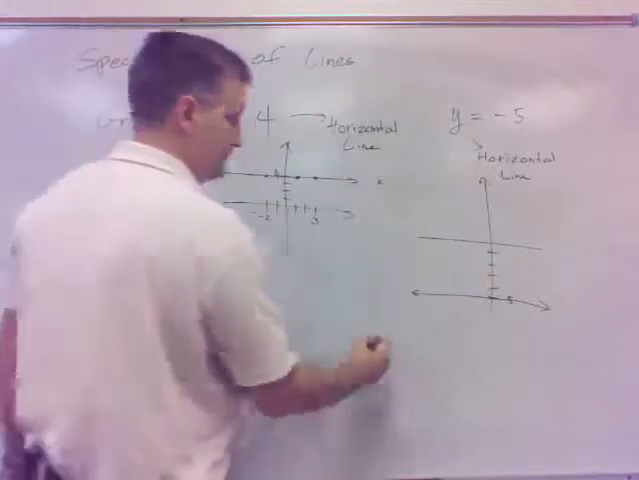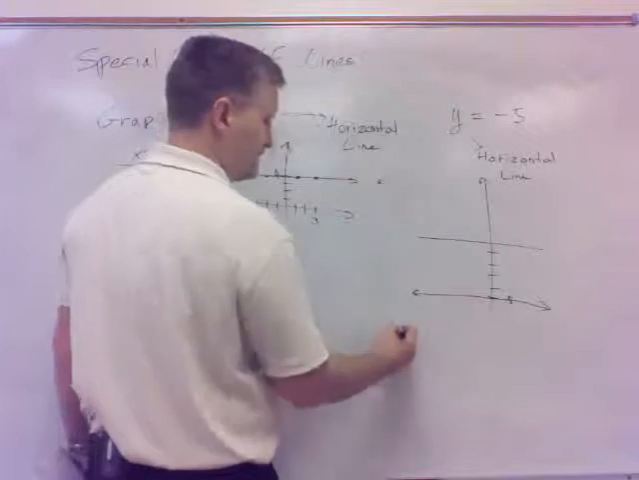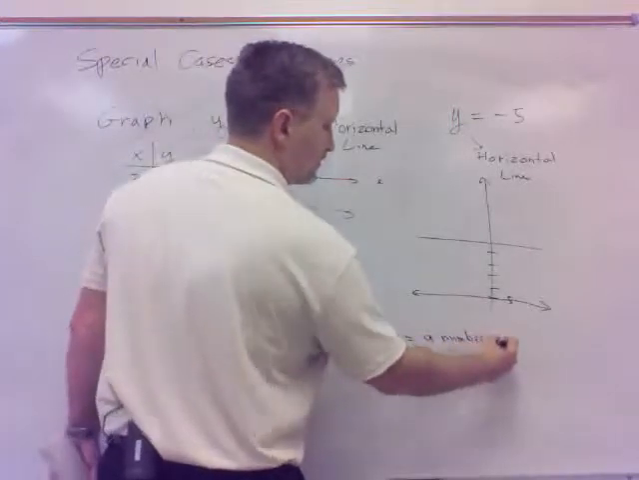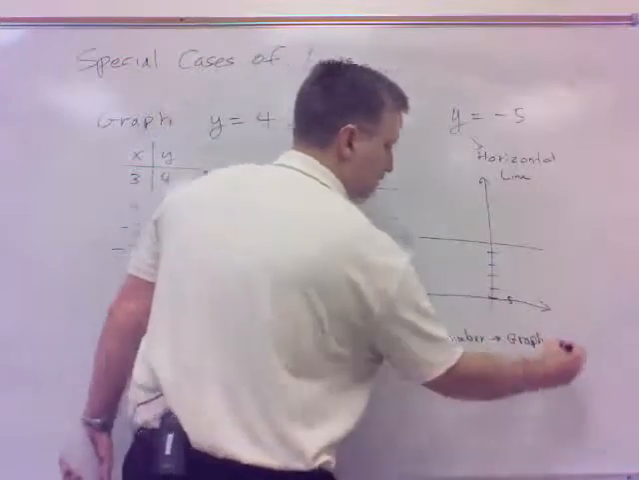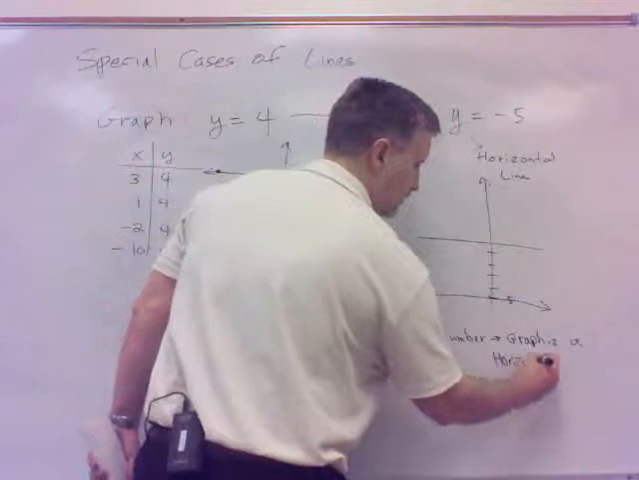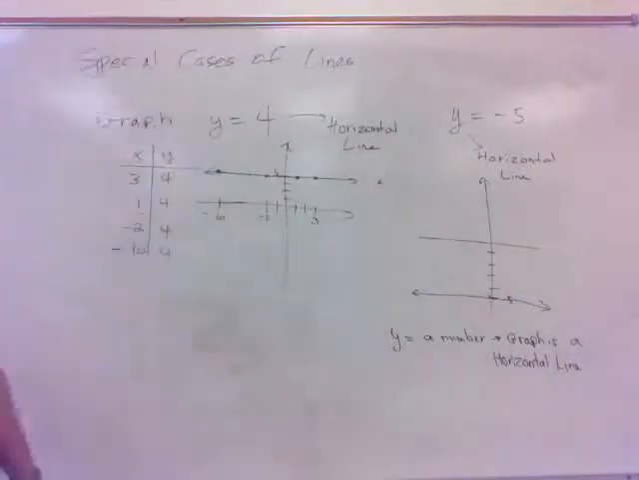Anytime you have y equals a number, that gives you y equals a number is a vertical line. Horizontal line. Did I say vertical? I meant to say horizontal. Okay? So if it's y equals a number, it's a horizontal line.